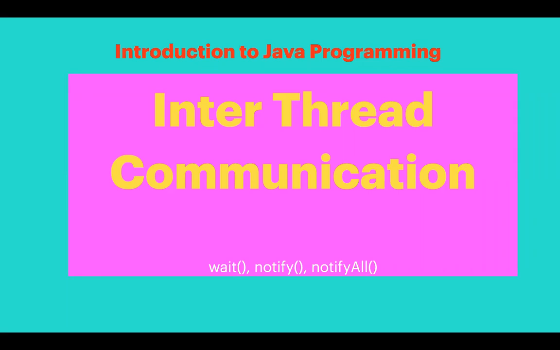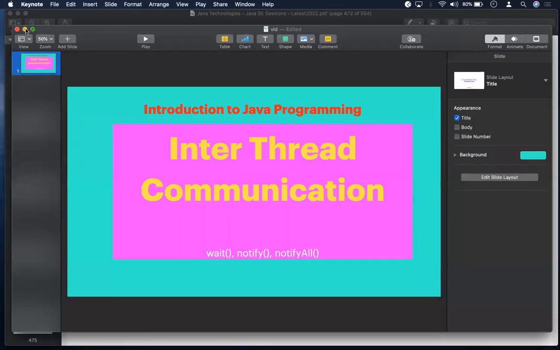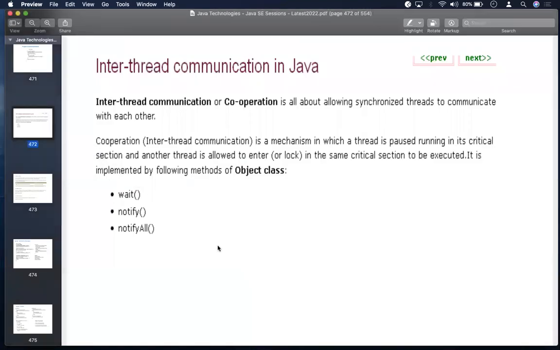In this session, we are going to discuss inter-thread communication. Inter-thread communication is possible with methods such as wait and notify. Let's understand. So, inter-thread communication in Java.